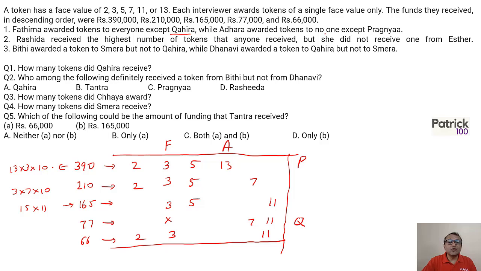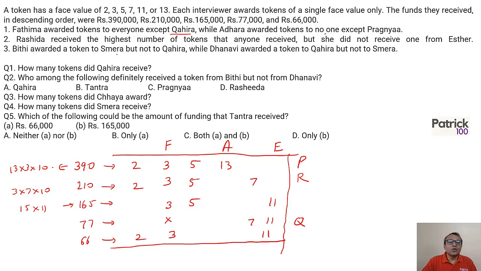Rashida received the highest number of tokens than anyone. Who has got the highest number of tokens? There are 4 tokens got by 390, which cannot be, and 4 tokens got by 210. So Rashida should be 210, because the remaining are fewer than 4. It can't be P. But she did not receive one from Esther, so Esther should be 11. 210 did not receive 13 and 11. 13 is A, so 11 has to be Esther.